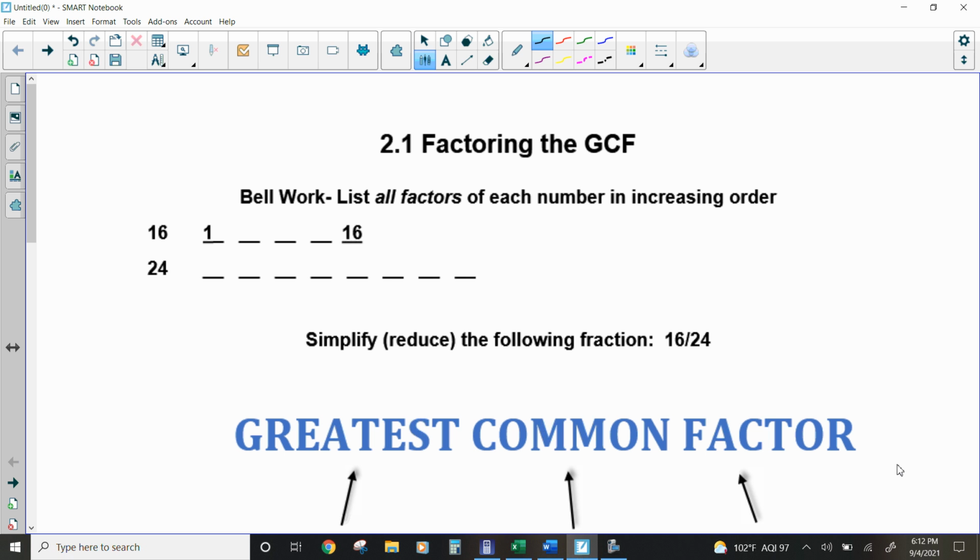So if I'm listing the factors of 16, I already have 1 and 16 listed, so I would also have 2 and 8. 2 times 8 gives you 16, and then 4 times 4, but I don't have to make copies of it, so I'll just go like this.